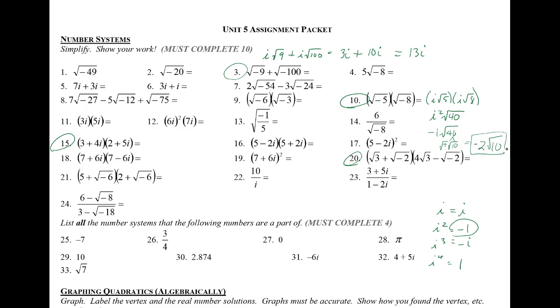Okay, moving on to 15. On 15, whenever you have two complex numbers multiplied together, you just need to FOIL it. You really can, multiplying is fine. You can always multiply any two things together. It's whenever you try to add or subtract that you have to be careful. So since these are all multiply here, I'm just going to FOIL. So first times first.